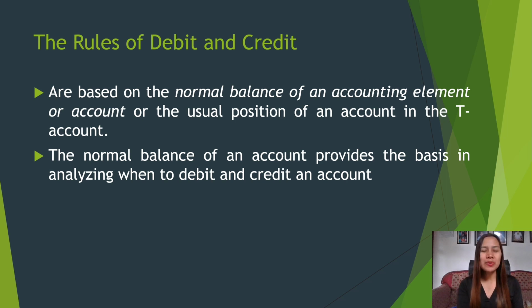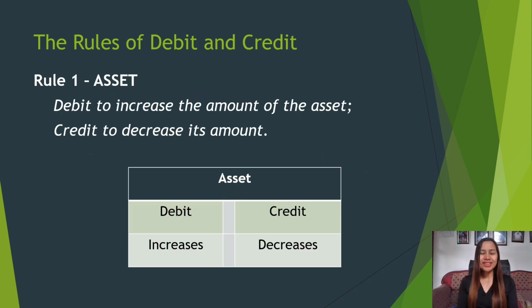Alright, here we go. Okay, rule 1, we have the asset account. Debit means to increase the amount of the asset. Likewise, credit means to decrease its amount. So you can see in the table on the left-hand side, debit increases asset. On the right-hand side, credit decreases asset. Remember that? Rule 1 under asset.